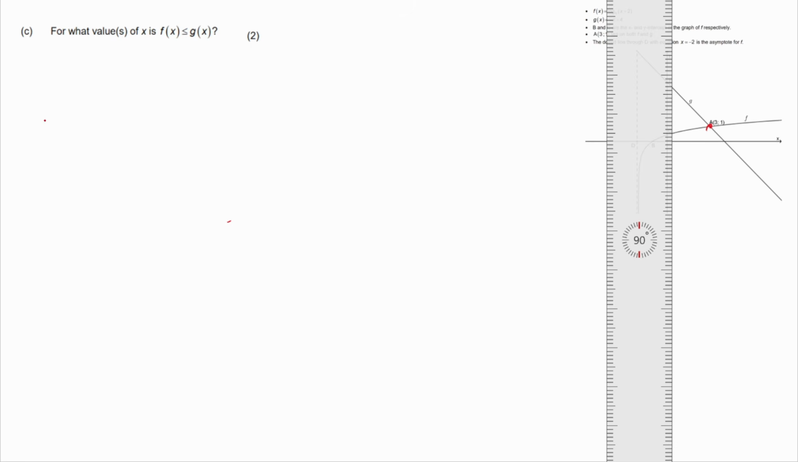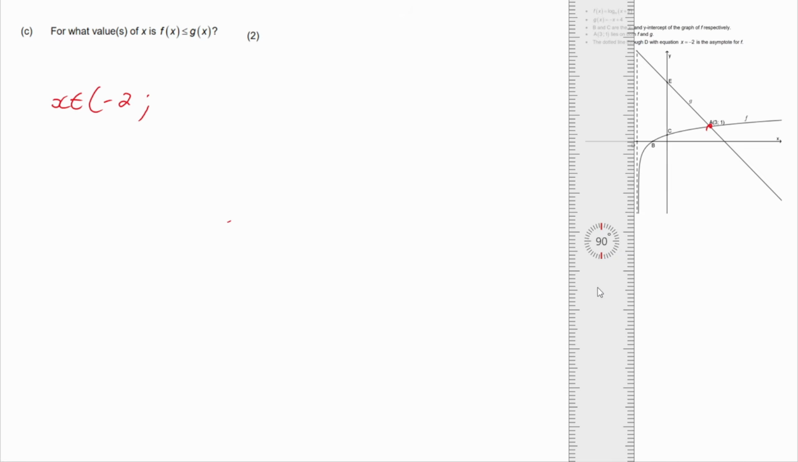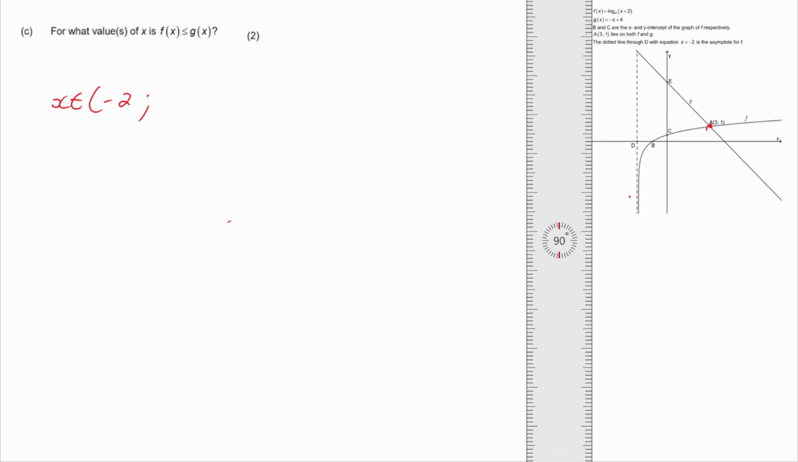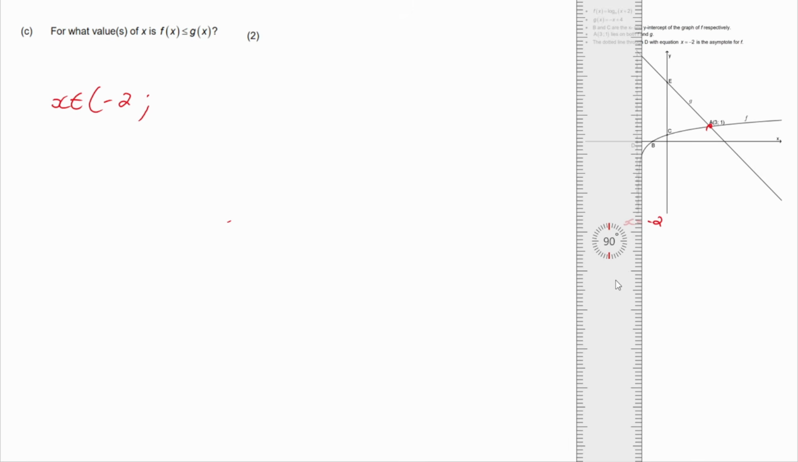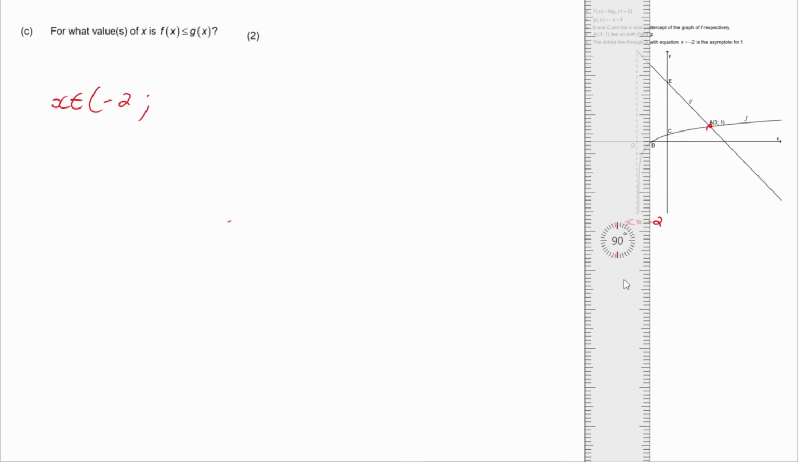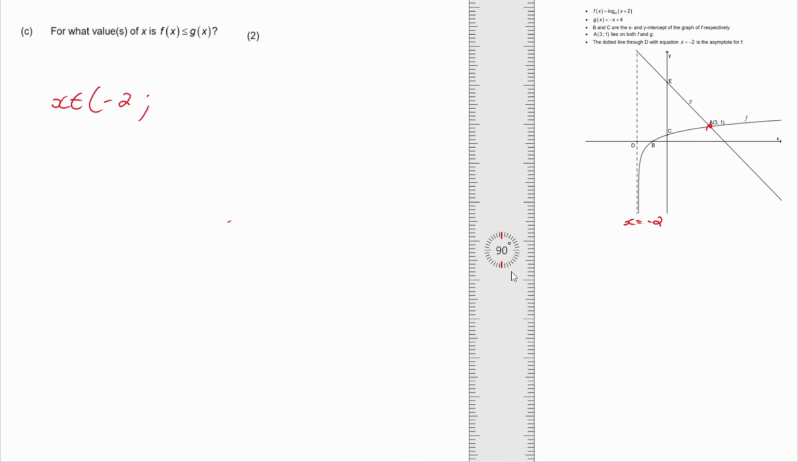So what I'm going to do is put this in interval notation. From -2. The reason I'm putting a round bracket is because f can never be -2, right? Because that's our asymptote. Remember, the equation of this line is x is equal to -2, this dotted line. So if we're just to the right of that, then f starts existing, so then g can be above it. Hope you guys follow that.